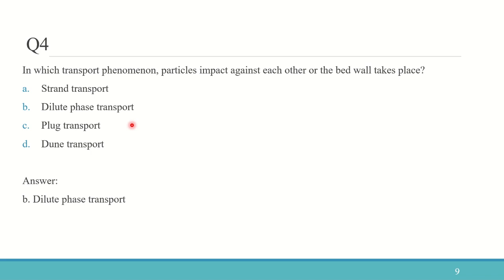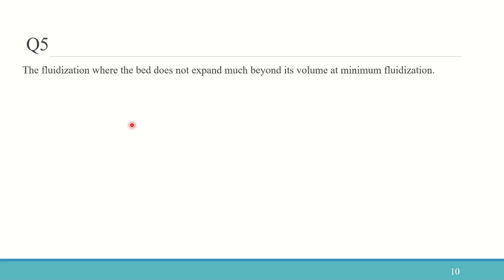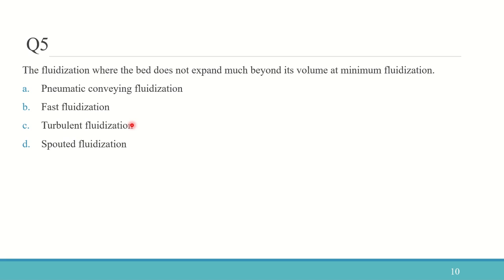Now let us move on to question 5. In question 5, it is asked about the fluidization where the bed does not expand much beyond its volume at minimum fluidization. So options are A pneumatic conveying fluidization, option B fast fluidization, option C turbulent fluidization, option D spouted fluidization.